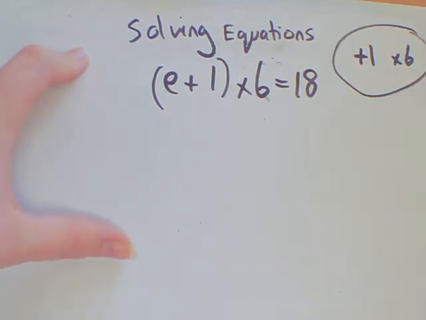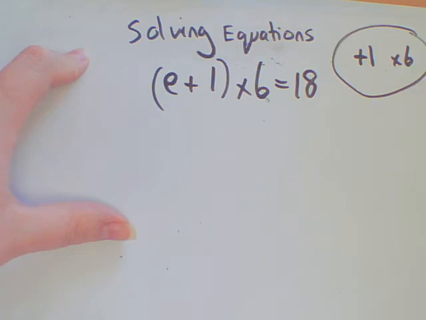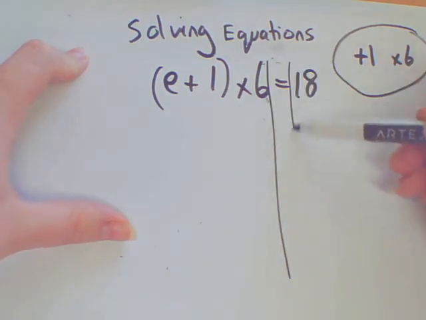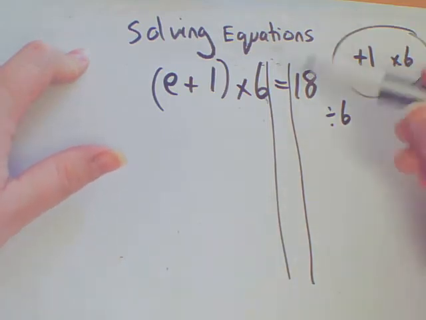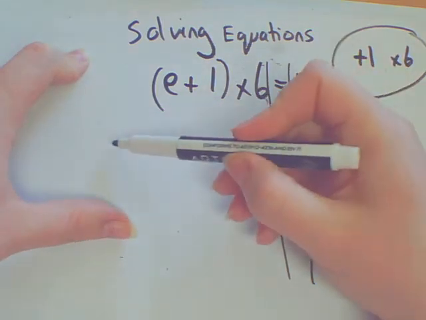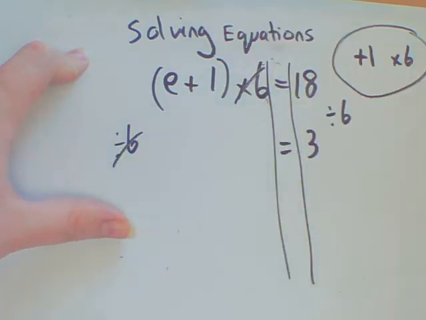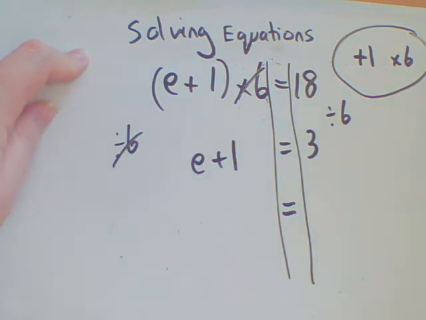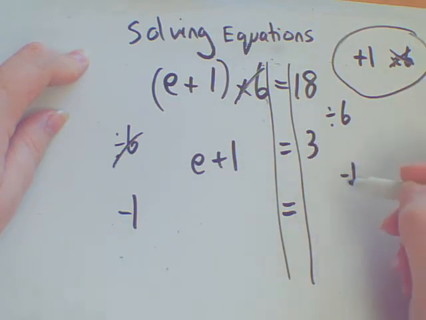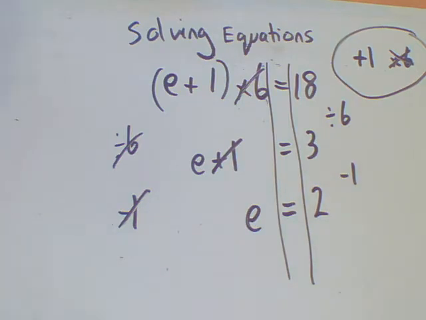Just like we've done in the previous two videos, I'm going to undo those two things. So instead of timesing by 6, I'm going to divide by 6. So 18 divided by 6 is 3. If I divide by 6 on this side, those two bits cancel out, and I'm left with e plus 1. I'm then going to undo the plus 1 by subtracting 1 from both sides. So 3 take 1 is 2. They cancel out to leave me with my e.